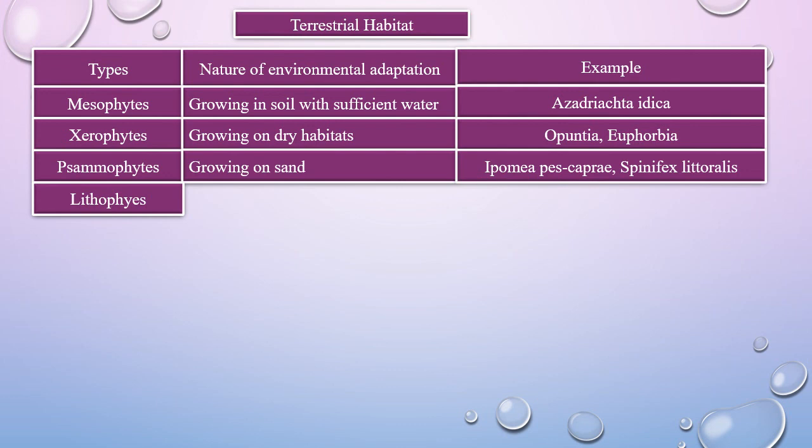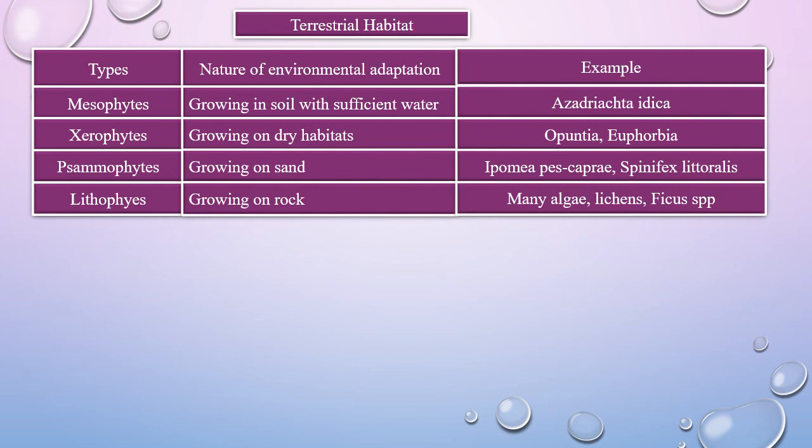Lithophytes, which grow on rock. You might have seen many trees growing on rocks. So lithophytes are said to be the plants that are growing on rocks. Many algae, lichens and Ficus species come under the lithophytes.